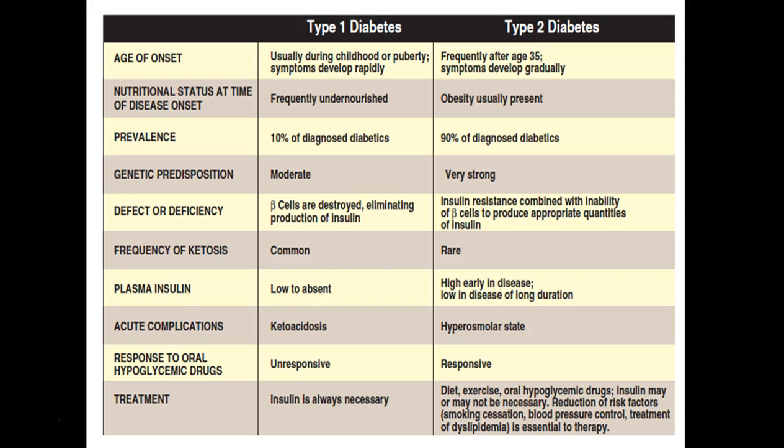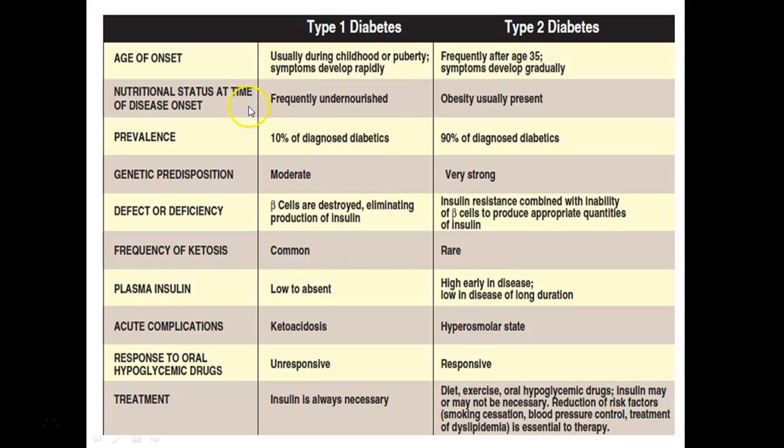This particular table gives you details regarding age of onset, prevalence, genetic predisposition, what the defect is, frequency of ketosis, plasma insulin, complications, and hypoglycemic drugs. What are the treatment aspects? This is a very good cumulative sheet which we will be trying to explore. Generally, type 1 diabetes usually occurs during childhood or puberty, and the symptoms develop rapidly. With relevance to type 2, it is after age 35, and the symptoms develop gradually.